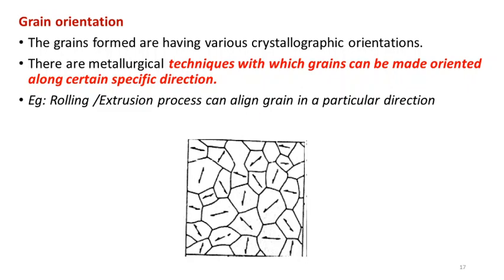If it is in the forward direction, we will have elongated grains in the forward direction, or if it is in the backward direction, we will get elongated grains in the backward direction. So by mechanical treatments we can orient the grains depending upon our application. Normally the grains will have different or random orientations, which is obtained during solidification.